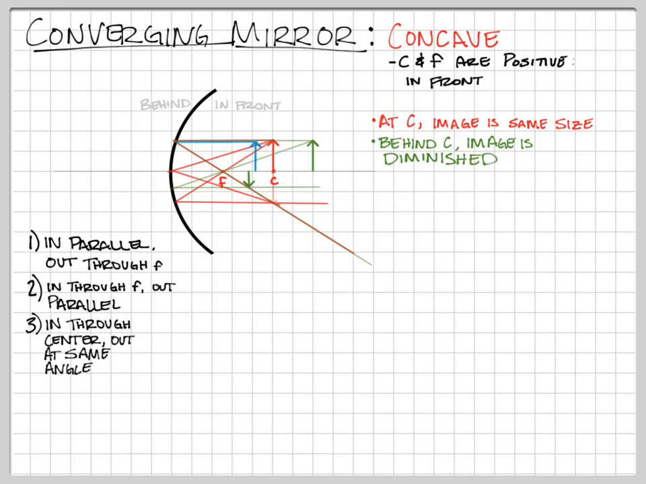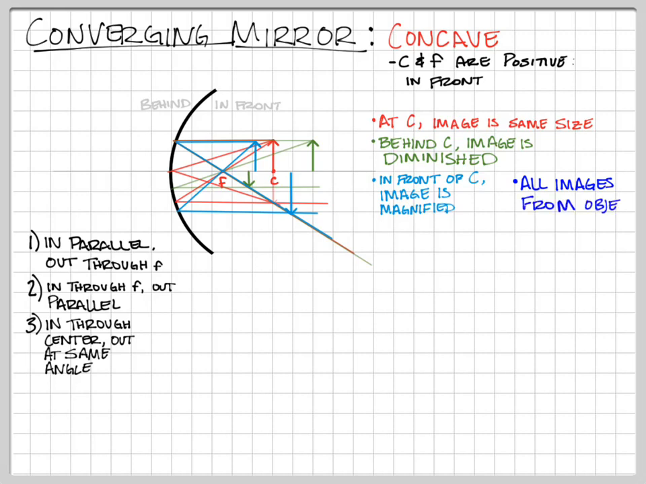We'll do our next one. It's a different color still, blue. We're going to go inside of the center of curvature, and again, this first ray looks exactly the same as the other ones. So we go in parallel, out through the focal point. Then we go in through the focal point, out parallel. And we see this time that our image is bigger than our object. So if my object is in front of the center of curvature, the image is magnified. It's bigger.